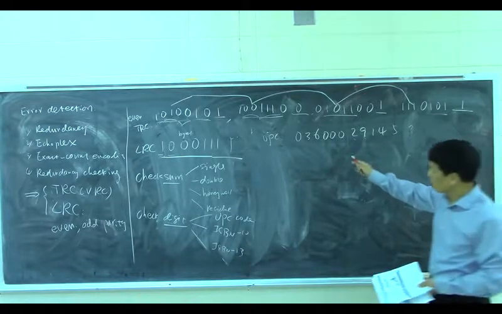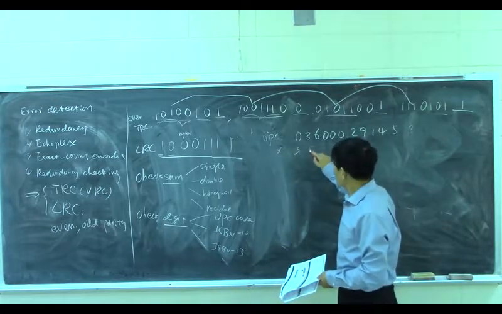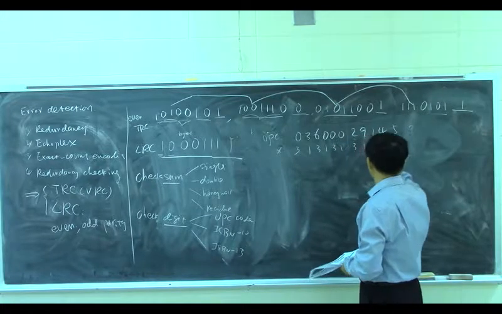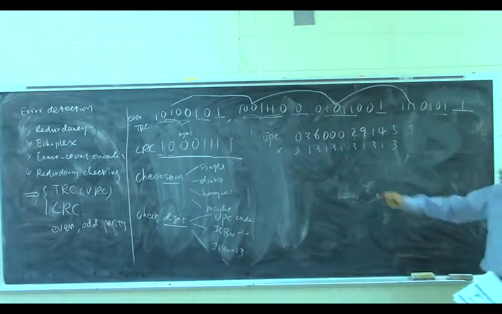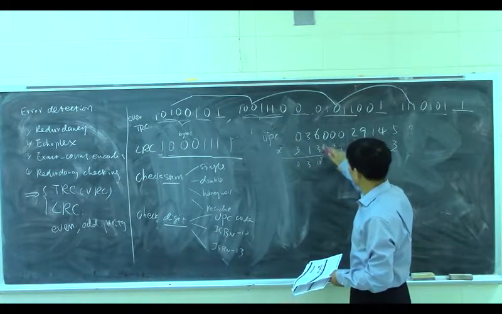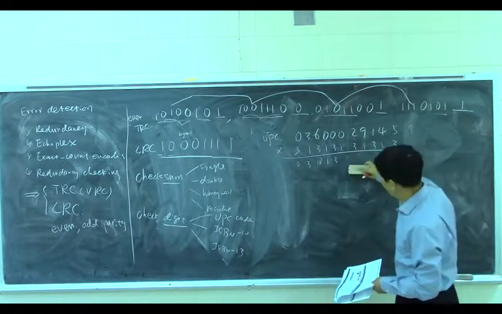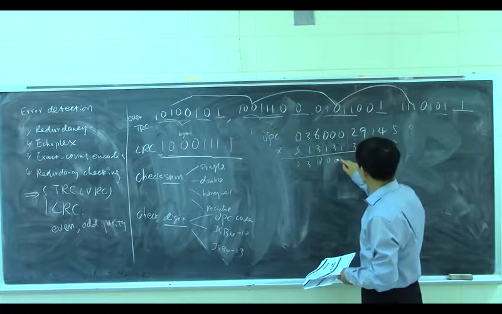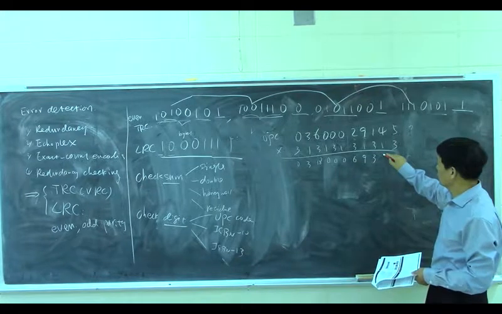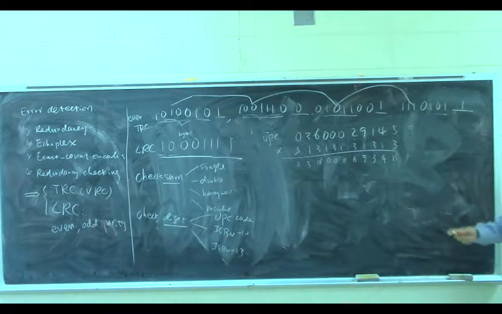Okay, the rule is the first digit we multiply by 3, the second digit we multiply by 1, and the next one by 3, 1, 3, 1, 3, 1, 3, 1, 3. Here are our products: 0, 3, 18, 1, 3, 0, 0, 0, 6, 9, 3, 4, 15. Now we don't know this last digit, right? We want to determine this one.